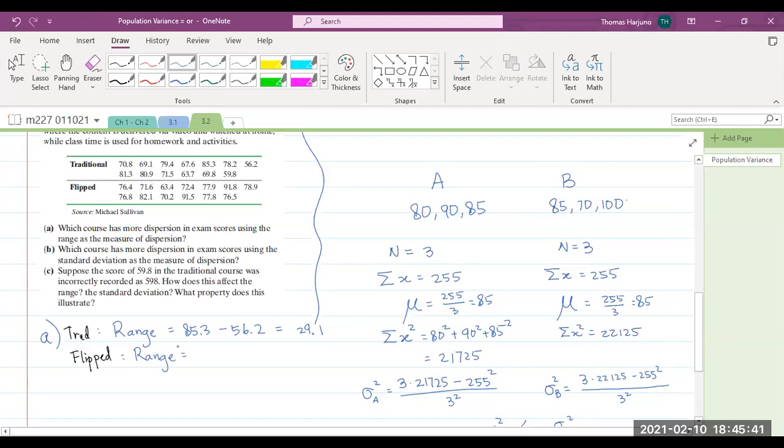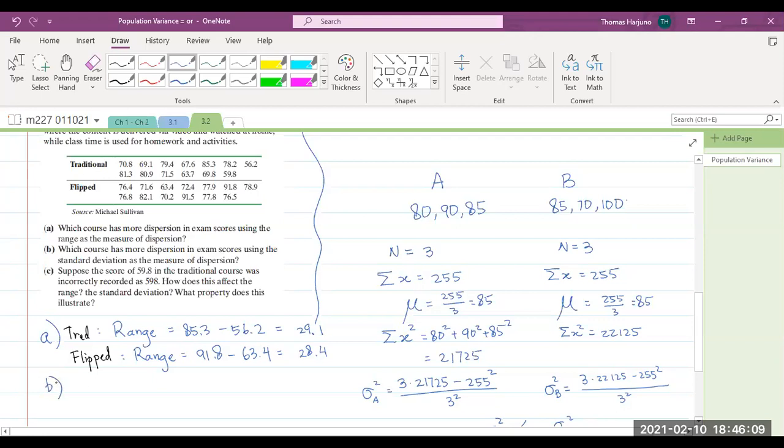So for the flip class, the highest score is 91.8. But the smallest is 63.4. Okay, so the range will be 28.4. And that's for part A.